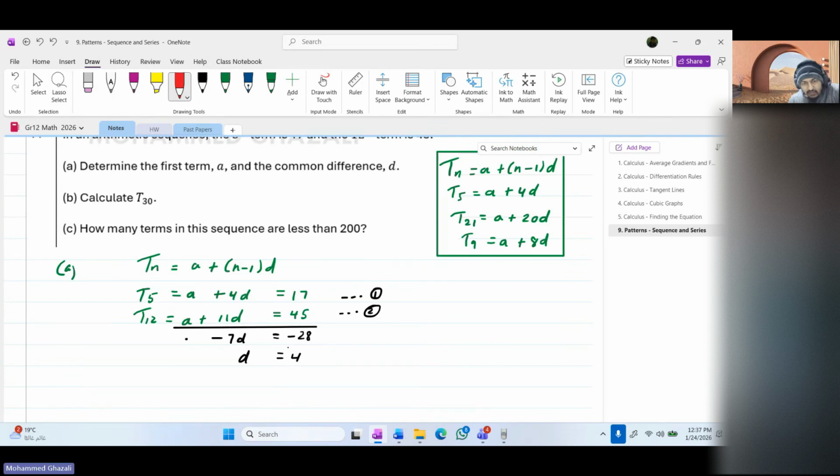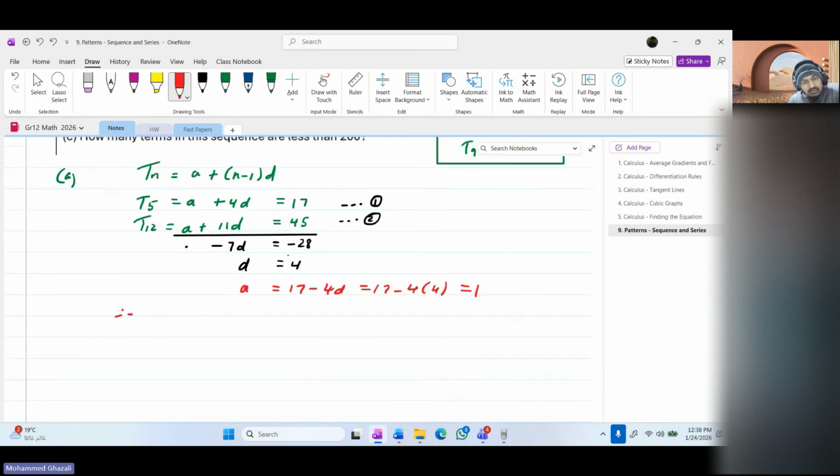So if the value of d is 4, solve for A. A is 17 minus 4d, from equation 1. That is 17 minus 4 times 4. 4 times 4 is 16, and 17 minus 16 is 1. So therefore, A is equal to 1 and d is equal to 4. So the first term is 1 and the common difference is 4.